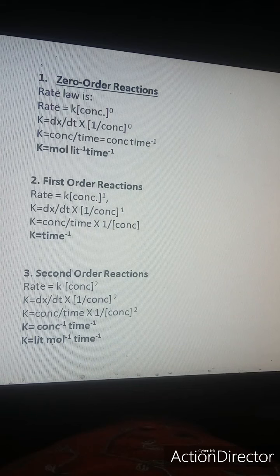Similarly, you will find it for the second order reaction. For second order reaction, rate is equal to K concentration to the power 2, or K will be equal to rate, which is dx upon dt, into 1 upon concentration to the power 2. Dx upon dt is concentration upon time, into 1 upon concentration squared. So one concentration will get cancelled, and you are left with concentration inverse and time inverse. Now concentration is moles per liter, but this is concentration inverse, so it will be liter mole inverse time inverse.